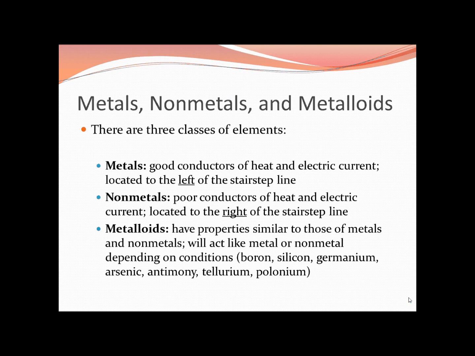A nonmetal is a very poor conductor of heat and electric current, and so we don't use those for that kind of thing. And those are located to the right of the stair-step line. And the last type is a metalloid. These have properties that are similar to nonmetals and metals, and so they can act like a metal or a nonmetal, depending on the conditions. So the metalloids that we need to know are boron, silicon, germanium, arsenic, antimony, beryllium, and polonium.